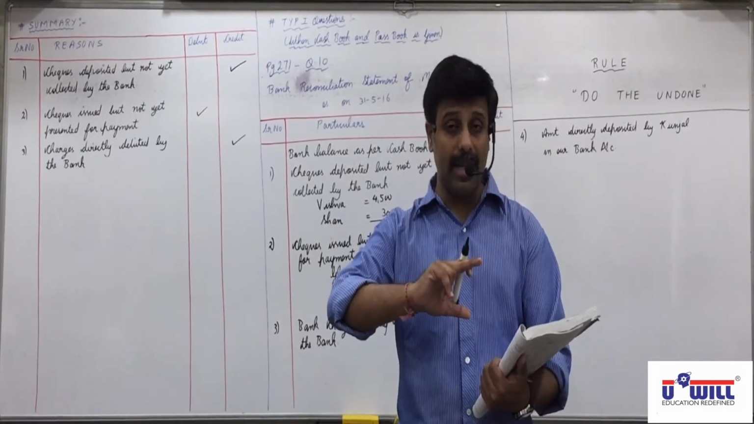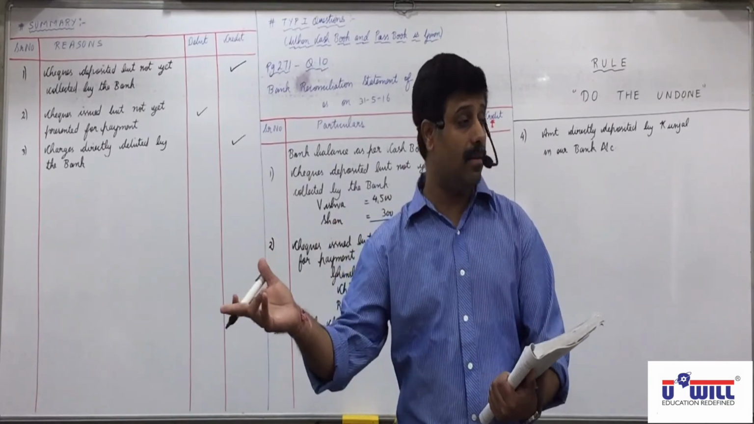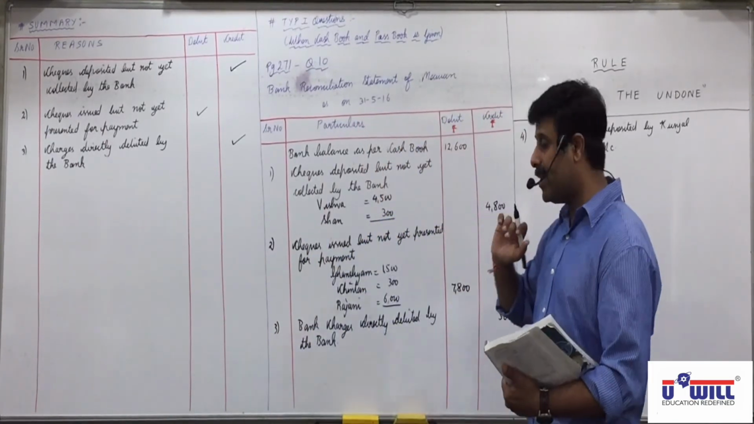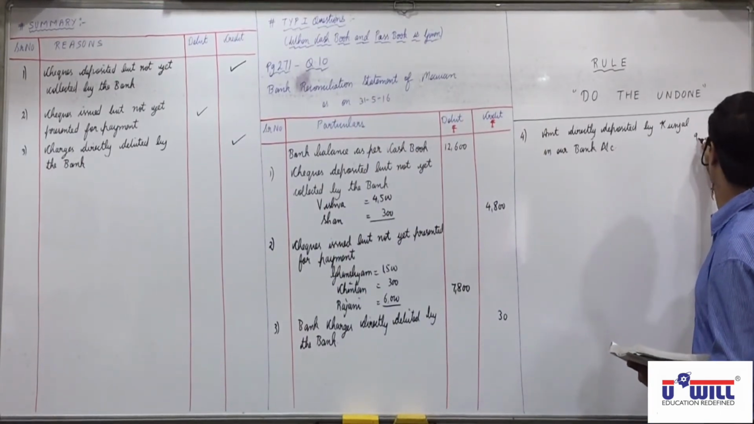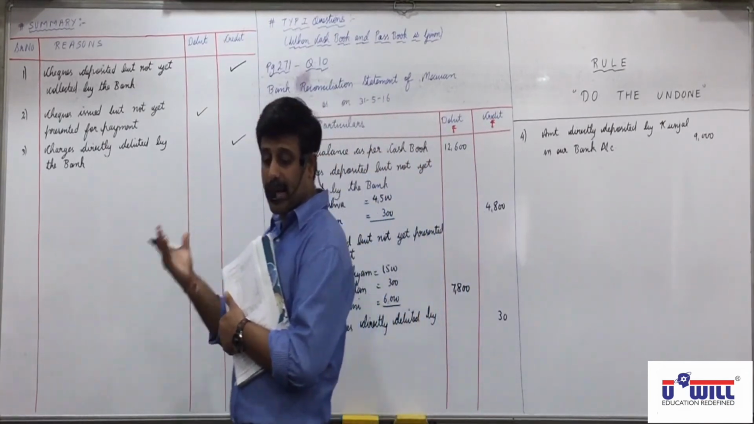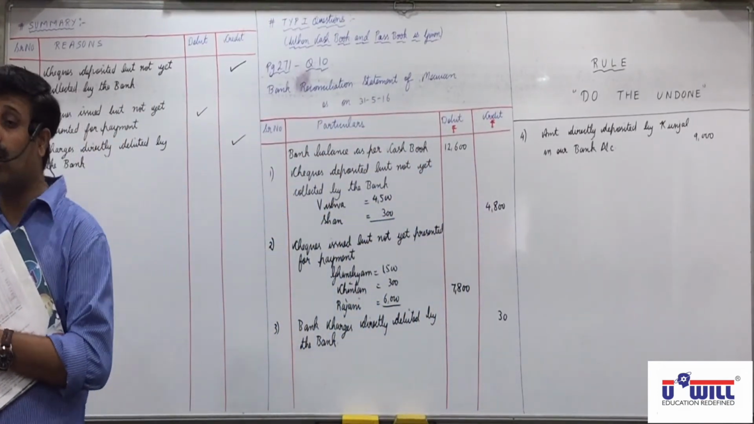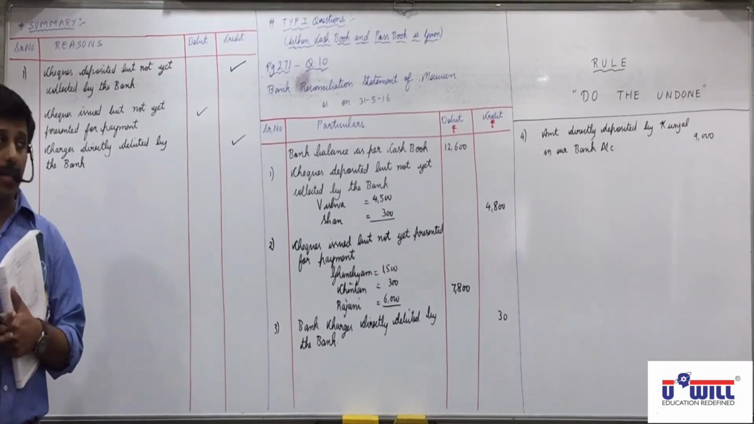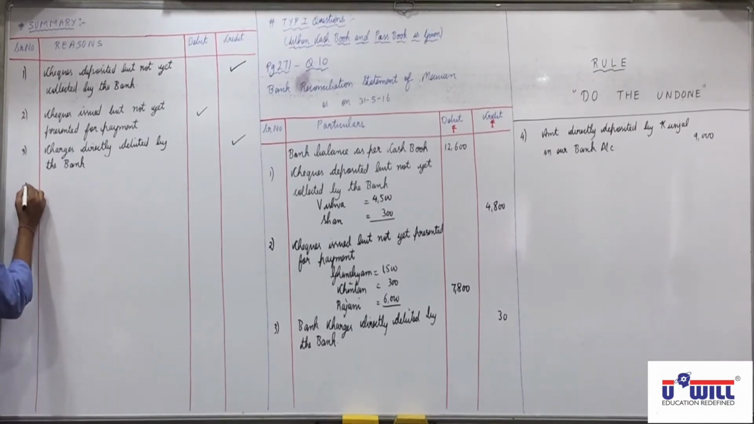Now 9,000 is credited in passbook, but not debited in cash book. So debit in BRS. Okay. So what is the fourth reason?